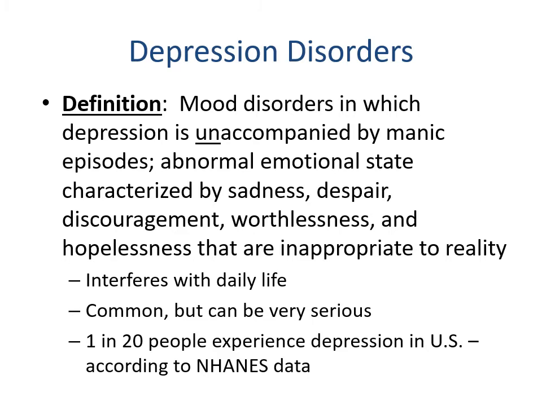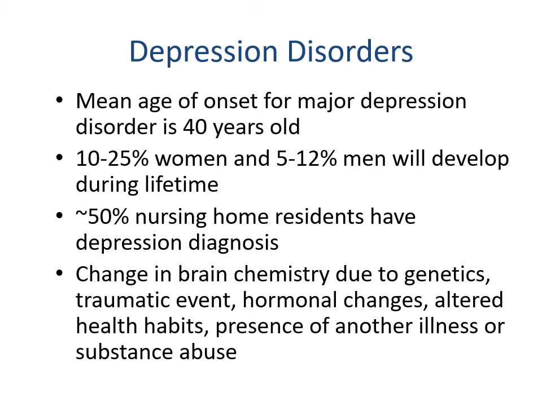One in 20 people experience depression in the US, according to the NHANES data. The average age of onset for major depressive disorder is 40 years of age, affecting 10 to 25% of women and 5 to 12% of men during their lifetime, but with 50% of nursing home residents having a depression diagnosis. You can see that if loved ones have passed on, they're no longer able to take care of themselves, their independence is taken away, they're now living in a nursing home.